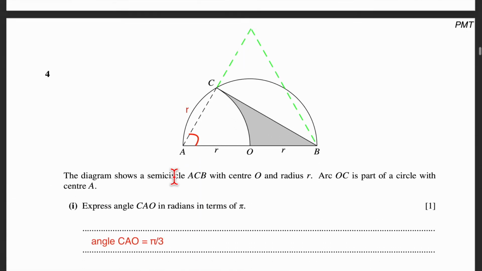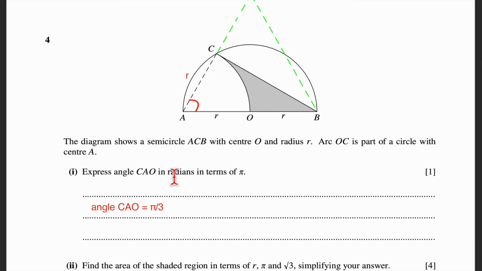Okay, here's another question. I think this one's from 2019. And it says the diagram shows a semicircle ACB with center at O and radius R. And it says the arc OC, so that's that part there, is part of a circle with center A. So if that's the radius and that's an arc and A is the center, well then that must be the radius as well. So I wrote a little red R on my diagram there.